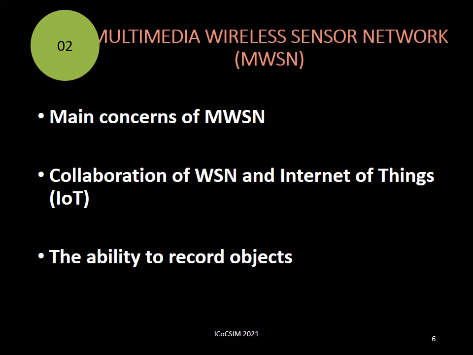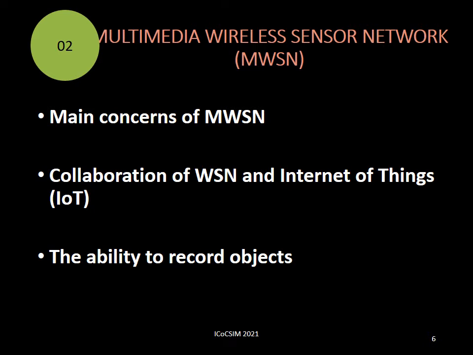The main concern of the MWSN is reducing huge data size and energy consumption during transmission. This method is a promising solution to improve network lifetime. In its development, WSN can be combined with the Internet of Things network, and is also developing for other applications such as surveillance using cameras in the multimedia wireless sensor network.